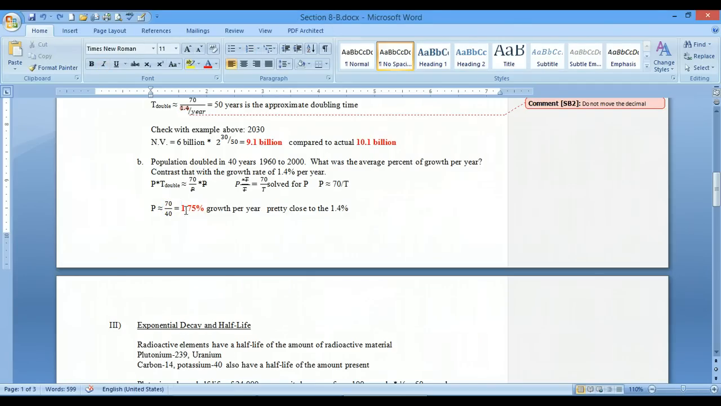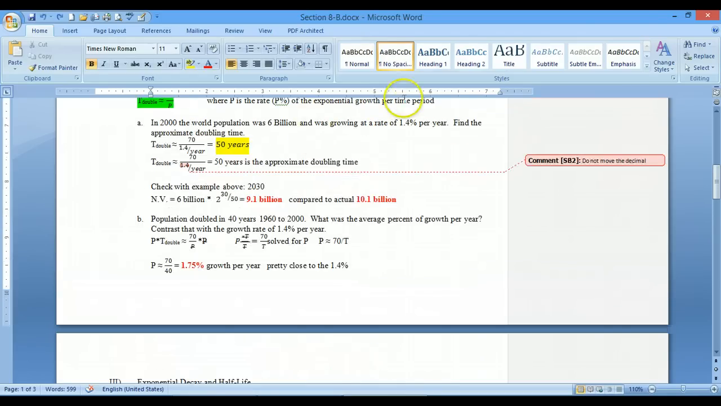Typing it into your calculator or Excel, 1.75% growth per year. And we were given the 1.4% from this one per year, and because it's approximate, that's pretty close, 1.75, comparing it to 1.4.